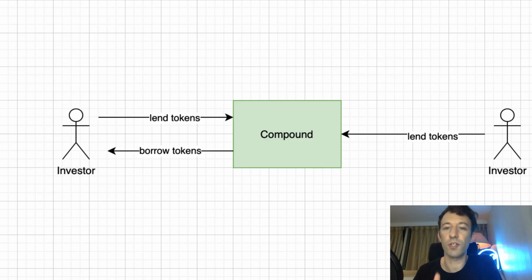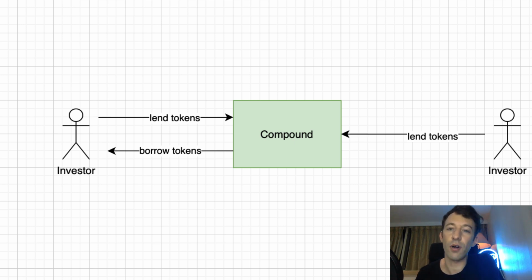Okay, so now that we understand what yield farming is, I'm going to explain specifically how it applies to Compound. Compound is this DeFi protocol where you can borrow and lend tokens in a decentralized way. What is very special with Compound is that if you want to borrow tokens, you also need to first lend tokens in order to have some collateral. So here you can see the investor on the left is both a lender and a borrower.